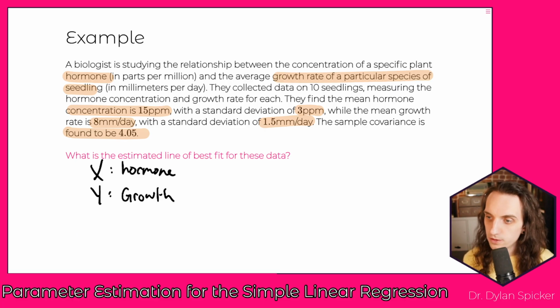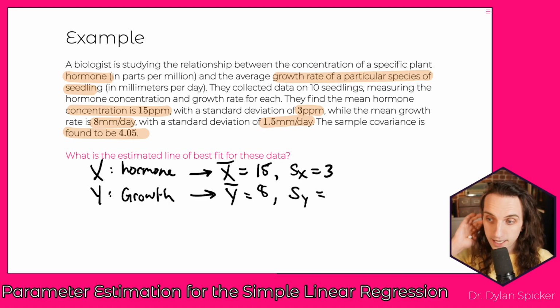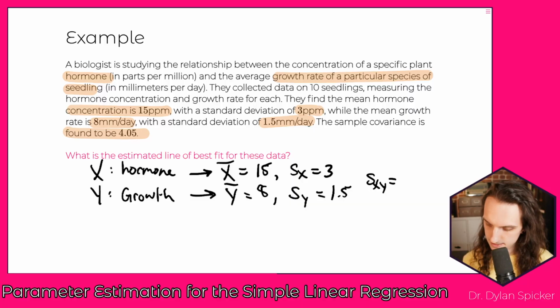Okay, and we're told that in the hormone, we have an average concentration of 15. That's telling us that X bar is 15, and that the sample standard deviation, Sx, is going to be 3. We also know that Y bar is equal to 8, and the sample standard deviation of Y is 1.5, and we're told that the sample covariance is 4.05.